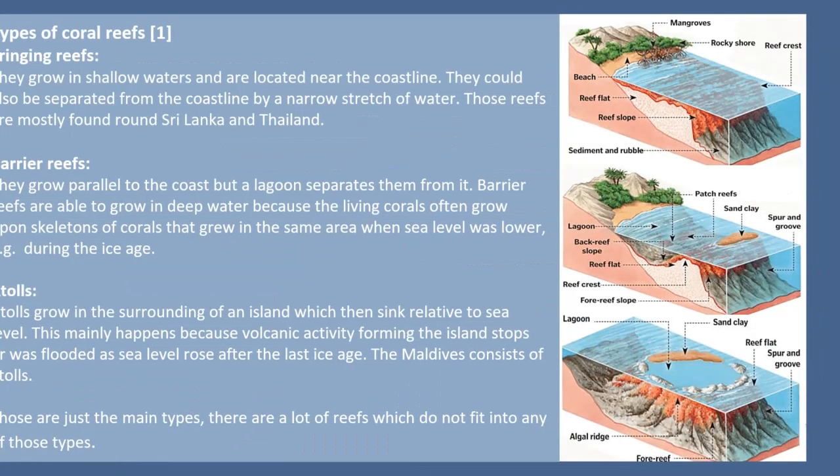So here we can see the fringing reef, which is on the coast, the barrier reef with the lagoon between the coast and the reef, and the atolls. Here was the island, and now there is just a lagoon, and here is the coral reef.